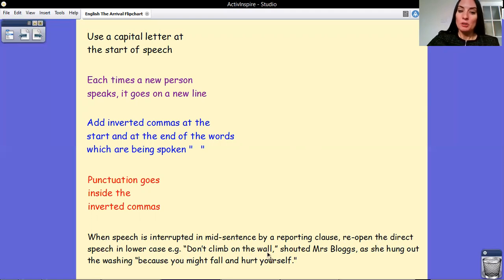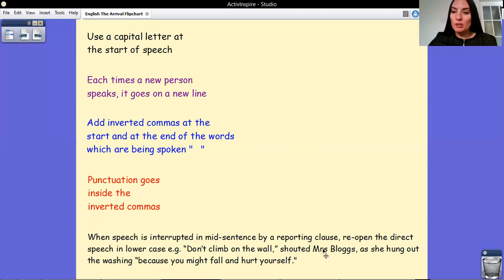So for example, "Don't climb the wall," shouted Mrs. Bloggs as she hung out the washing, "because you might fall and hurt yourself." So this speech has been interrupted by the reporting clause, that's basically who said it, shouted Mrs. Bloggs as she hung out the washing. We've got a lowercase because her sentence is actually, don't climb on the wall because you might fall and hurt yourself. So that "because" does not need a capital letter. And as you can see modelled here, we've got the inverted commas after the punctuation, just the bit that's being spoken. The comma shows that the speech has been interrupted and it's not finished yet.